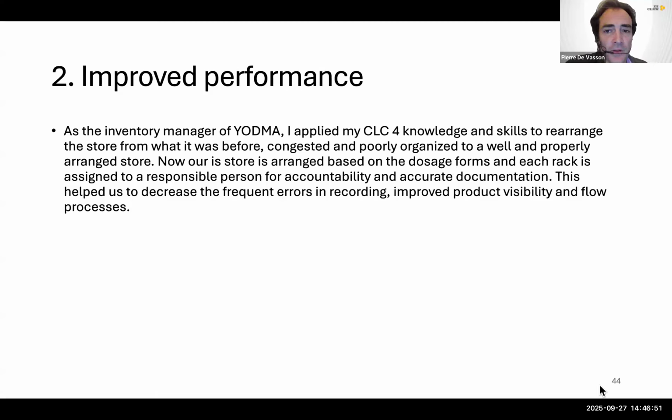So he was able to rearrange the store from what it was before, congested and poorly organized, to a well and properly arranged store. Now it's organized with dosage forms, and each rack is assigned to a responsible person for accountability and accuracy of documentation. So reduce the frequent errors in recording, improving product visibility and flow process. Next one.